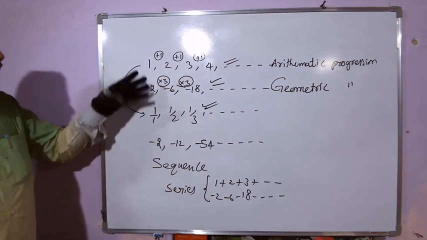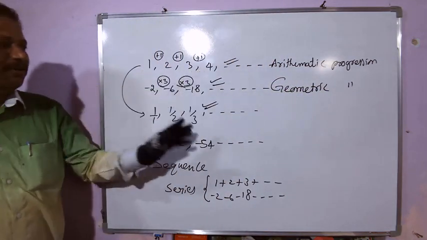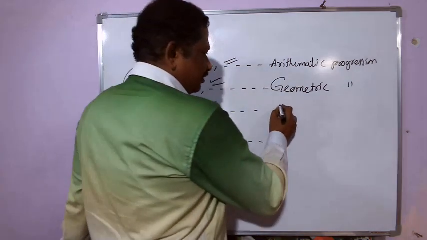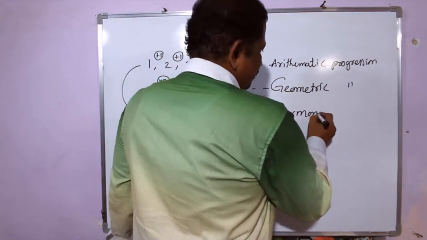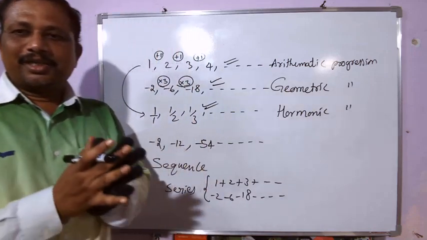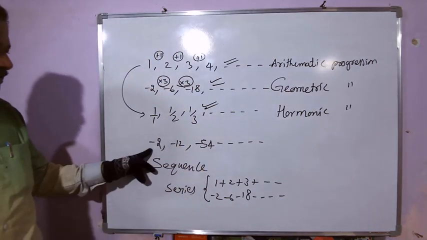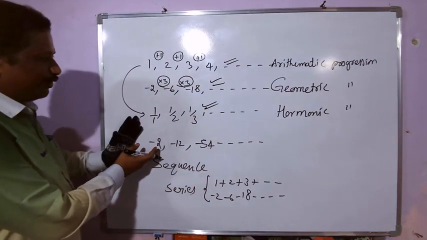Okay. Next, the reciprocal of an arithmetic progression is called harmonic progression. Harmonic progression. Okay. Next, this is a combination of two progressions.